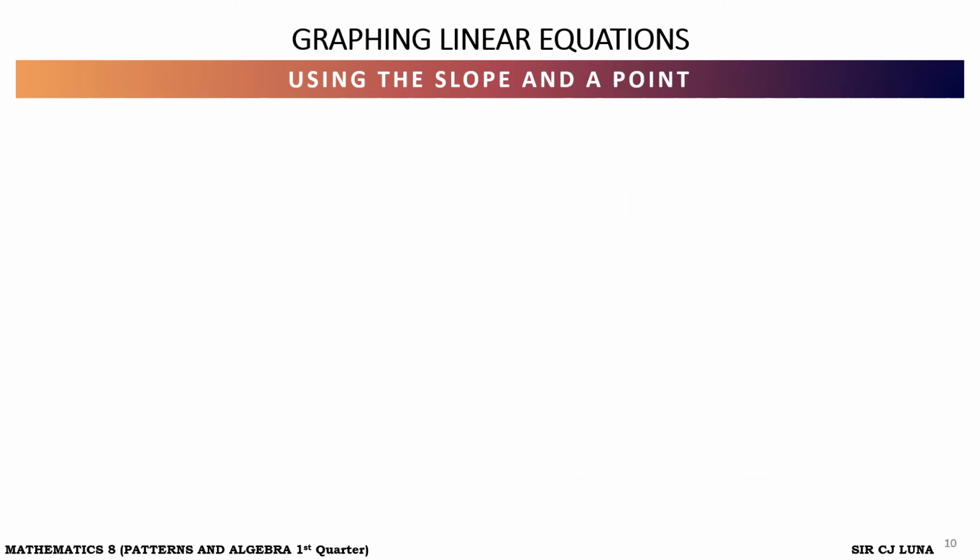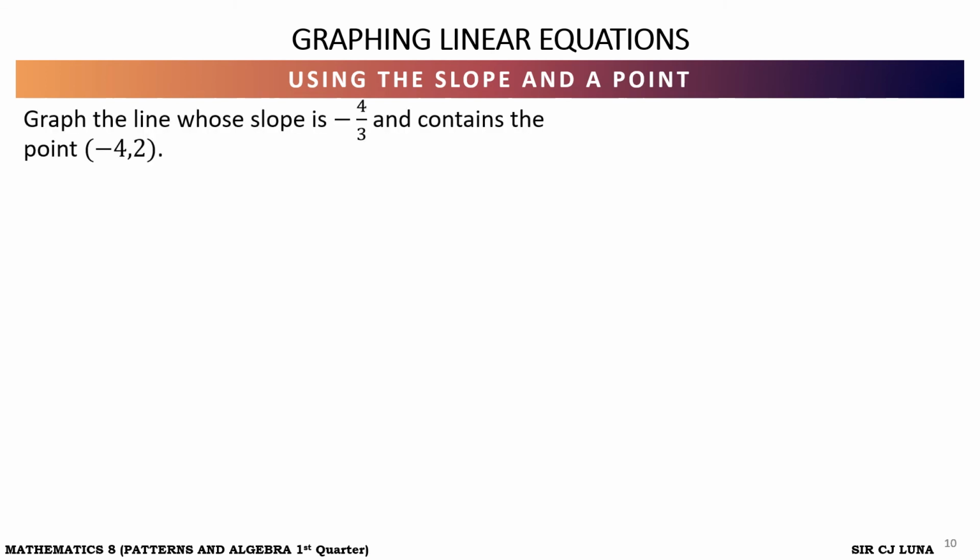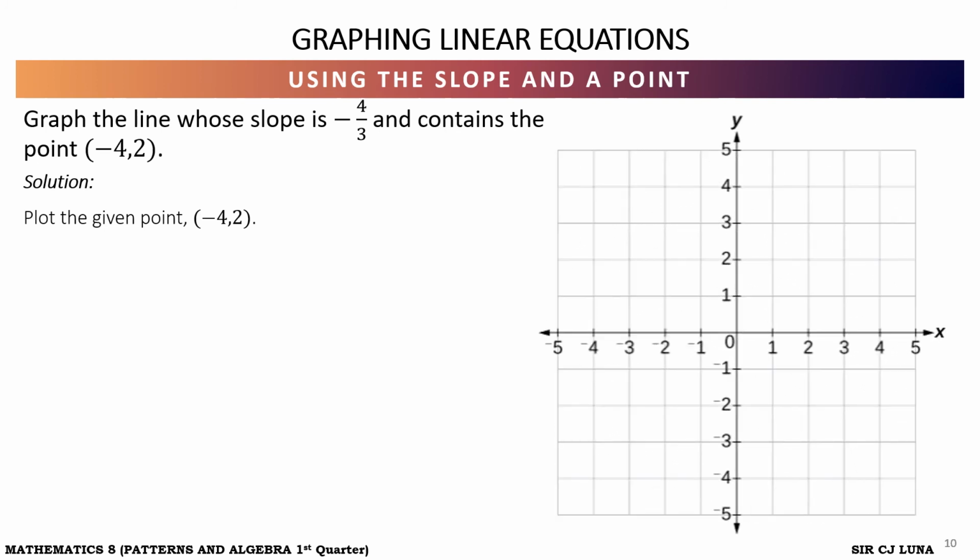Let's have the second example. Graph the line whose slope is negative 4 over 3 and contains the point (-4, 2). So step 1, we have to plot the given point, (-4, 2). Okay? So it is in quadrant 2.